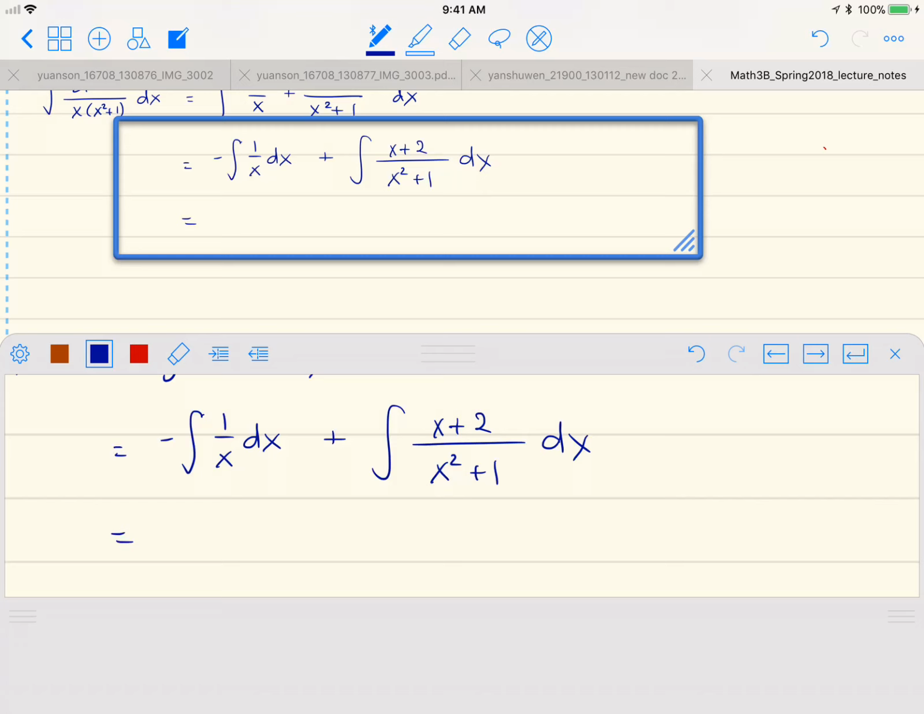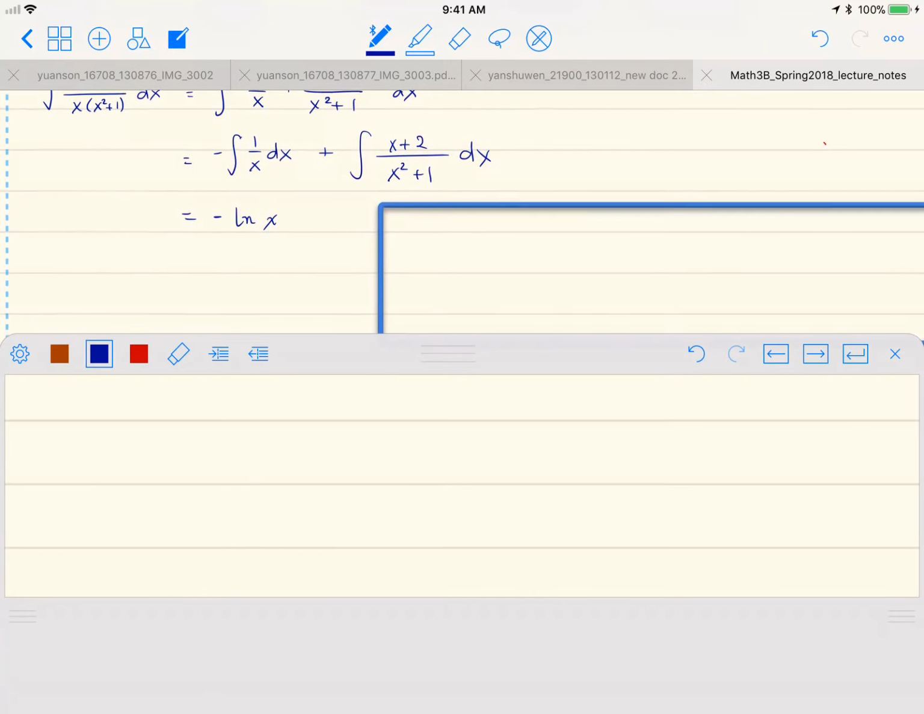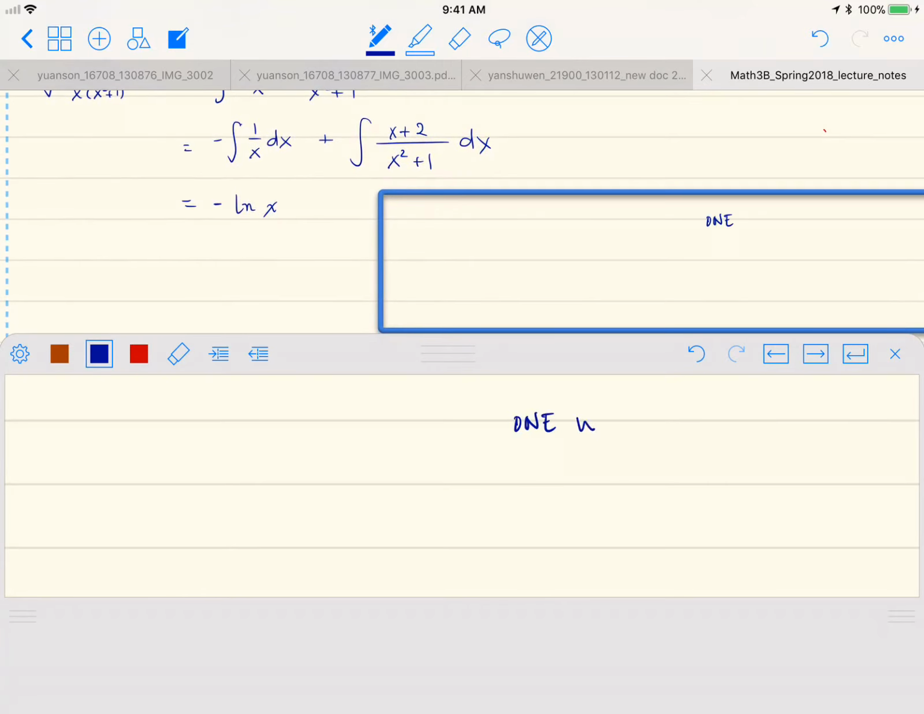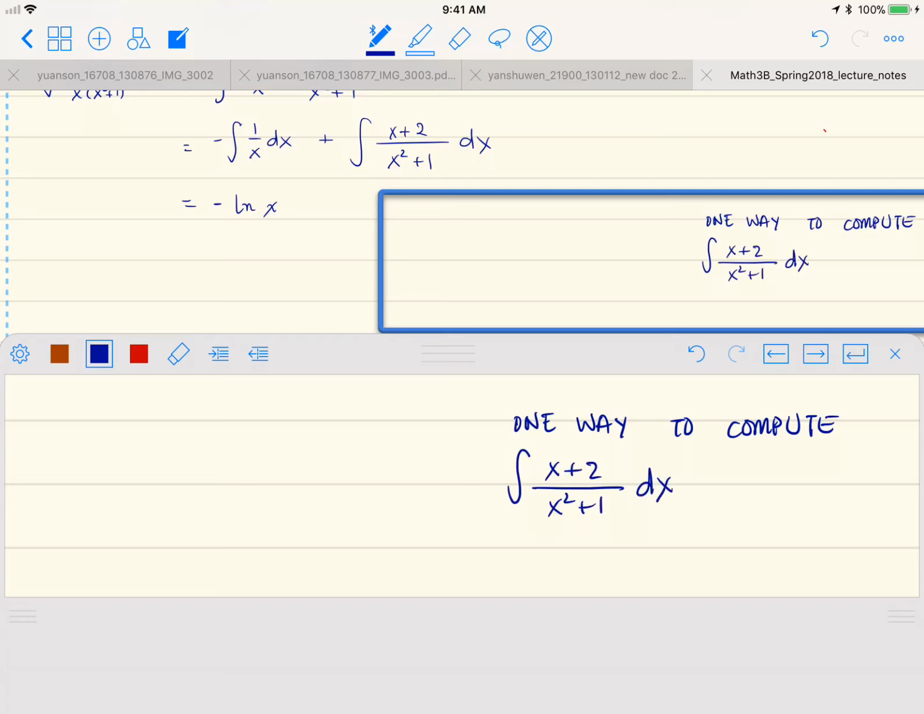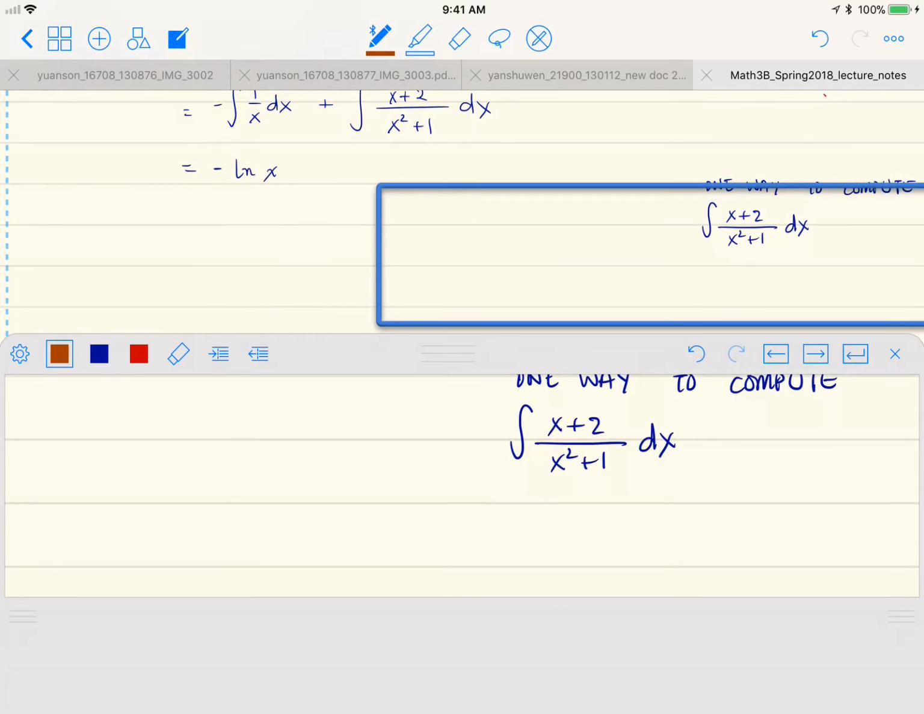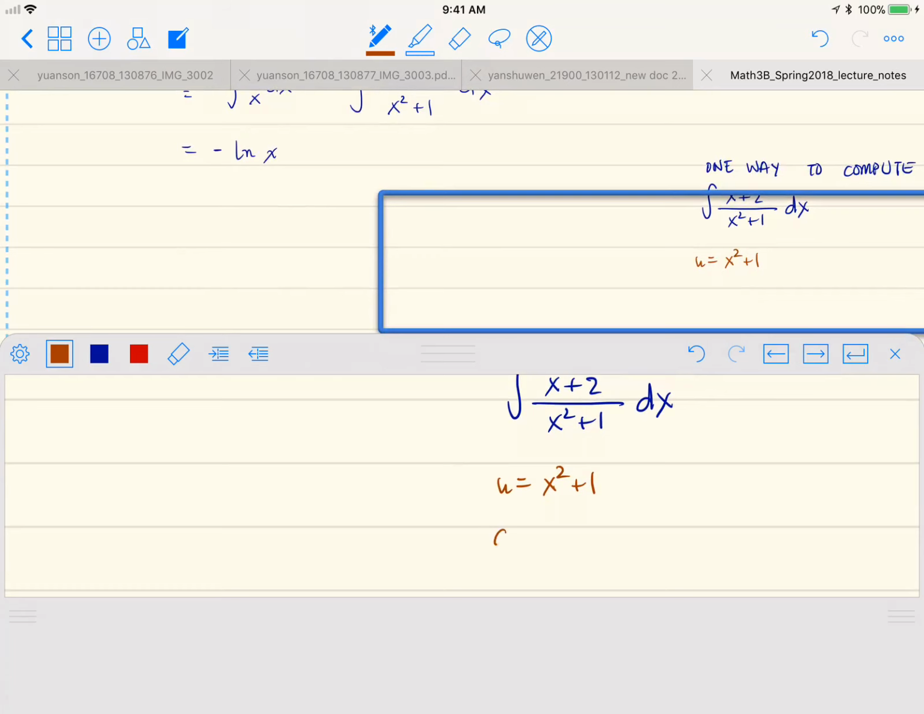All right. The first integral should be straightforward. It's negative natural log of x. And for the second integral, you've got a couple of different ways to do it. You could split it up first. So here's one way to compute the integral of x plus 2 over x squared plus 1 dx. One way to do it would be to let u equal x squared plus 1. Then du is equal to 2x dx.